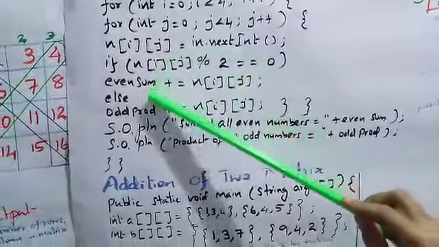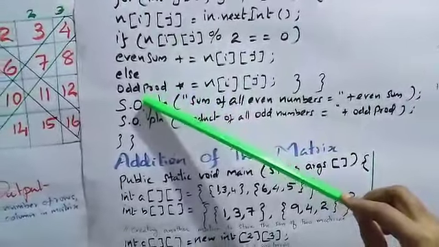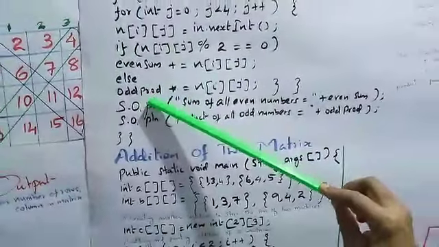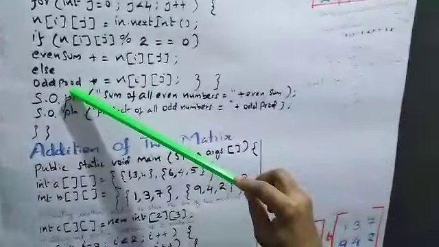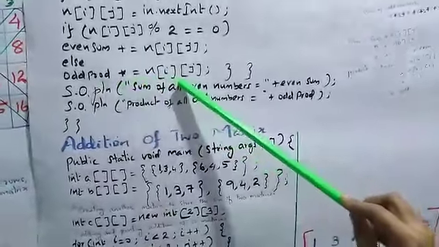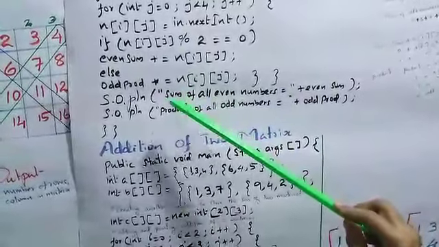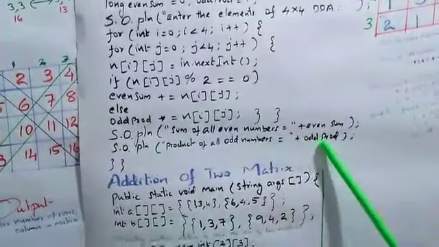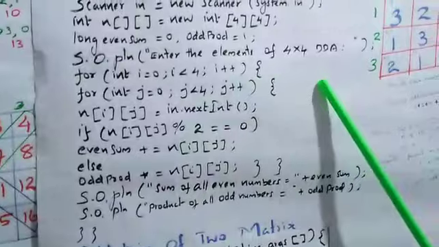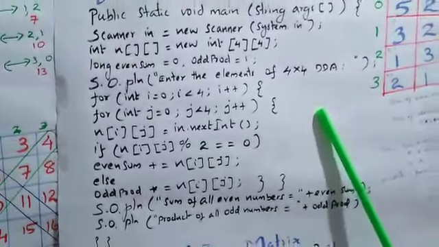Now we come to the else part. What was the else part? The product. We have stored the product as 1. 1 into 5, what will it give you? 5. Now we get the product of odd numbers. So we have to print the product of odd numbers. In this, we have to find out the odd numbers and even numbers.